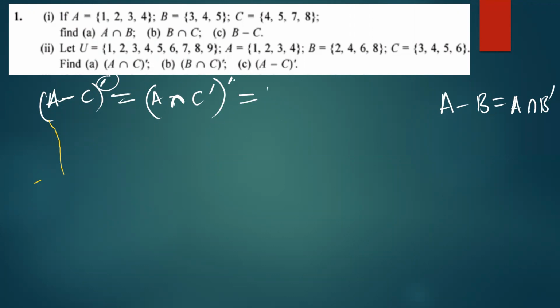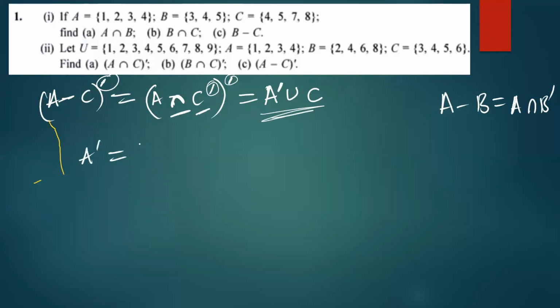Simplifying this further, we distribute the complement. So we're going to have A complement, and then the sign will change. So this is going to be union. Then you have C complement there. But because there's also another complement there, if it joins with that complement, the complement disappears. So we're going to have A complement union C. After doing this, you can now find A complement.